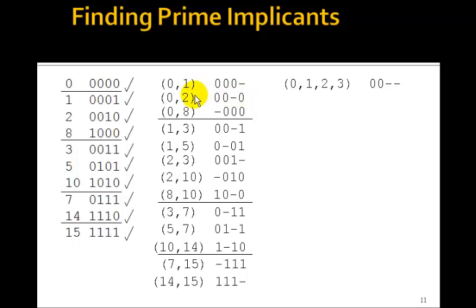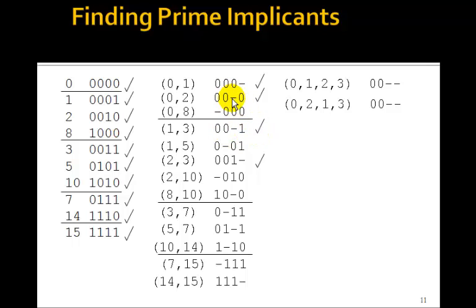Okay, how about 0, 2? Well, we have a dash here, so there are two possibilities. How about 0, 2, 1, 3? That's 0 0 dash dash again. We forgot to do our checks. Okay, 0, 2, 1, 3. Notice these two are the same again, 0 0 dash dash, but it's 0, 2, so we have to check this one now and this one.